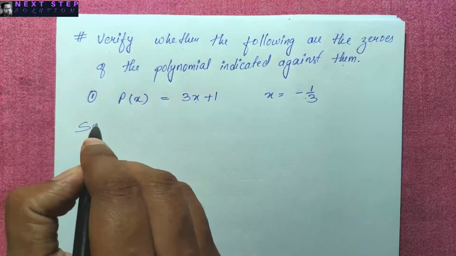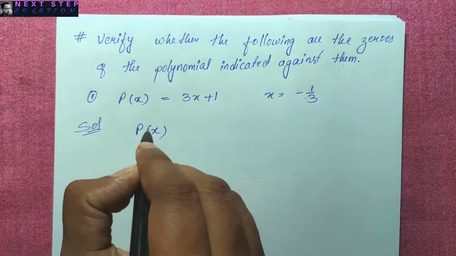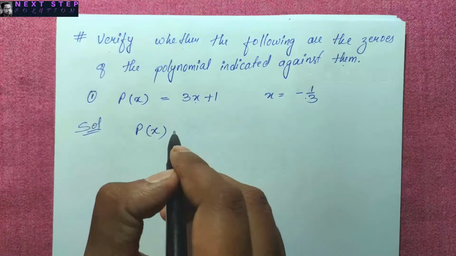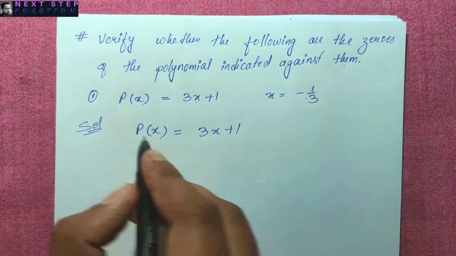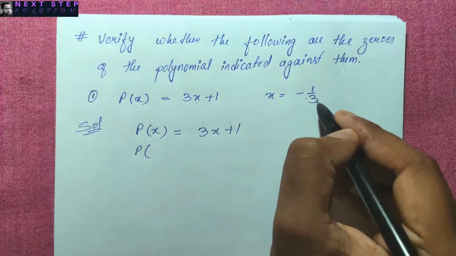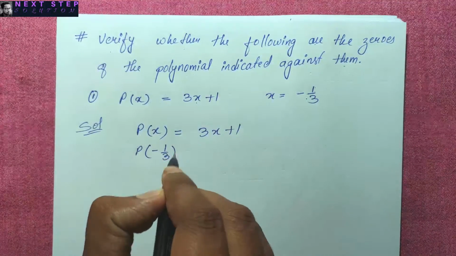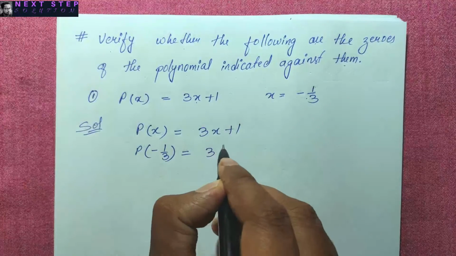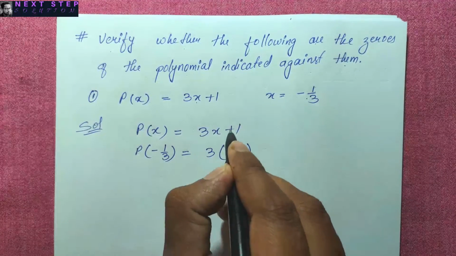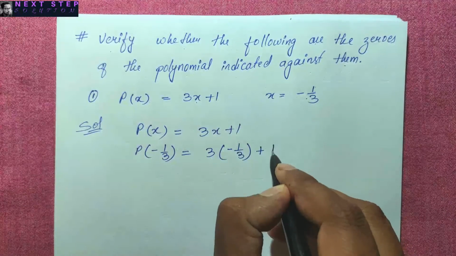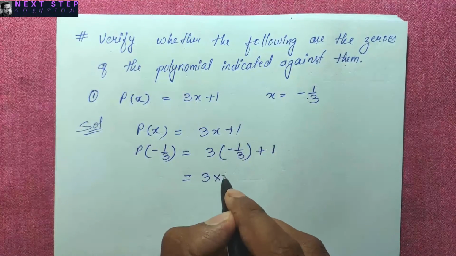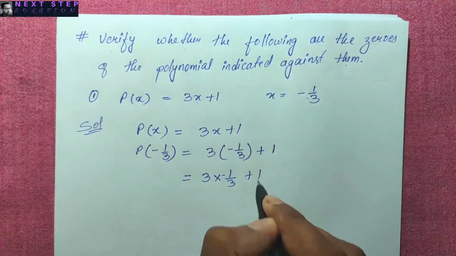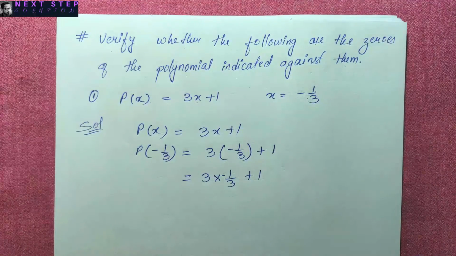So here we will solve it like the previous question. We have 3x plus 1. We need to change this x and write it as minus 1 by 3. This x becomes minus 1 by 3, plus remains as it is and 1 remains as it is, equals 3 will be multiplied with minus 1 by 3 and then we will add 1 to it. This can be cancelled.